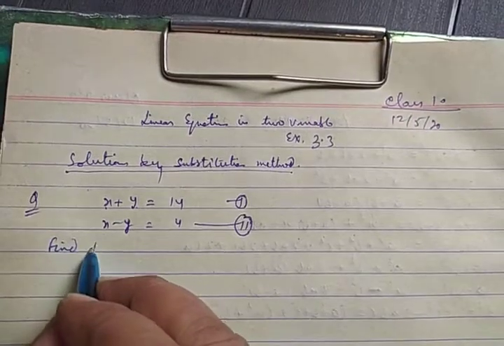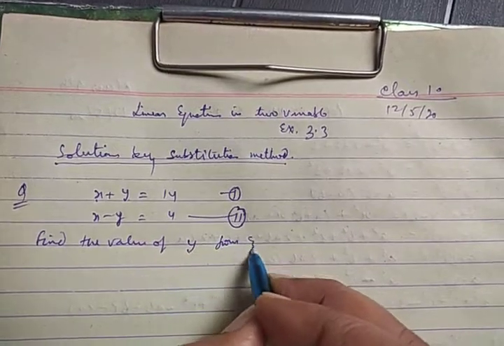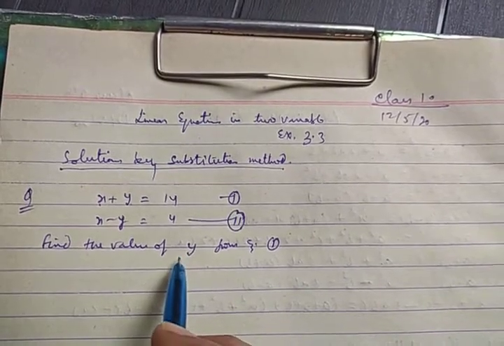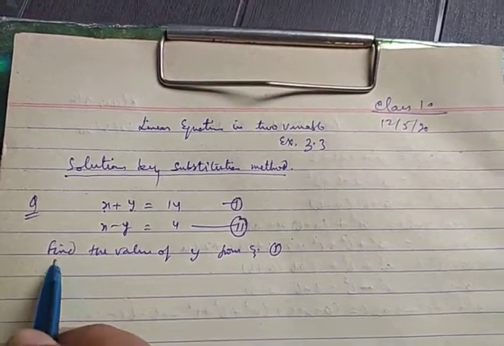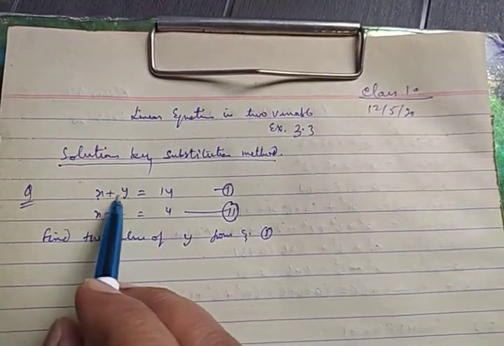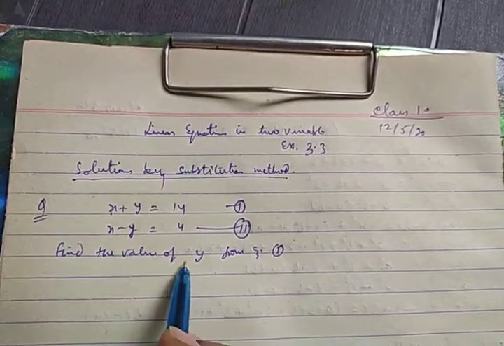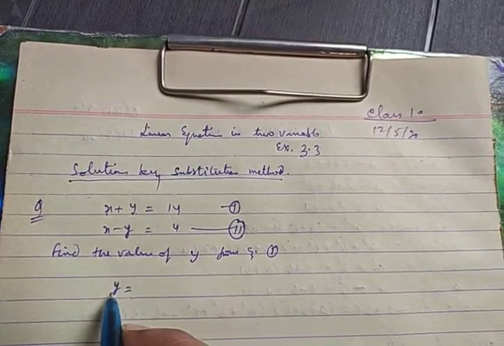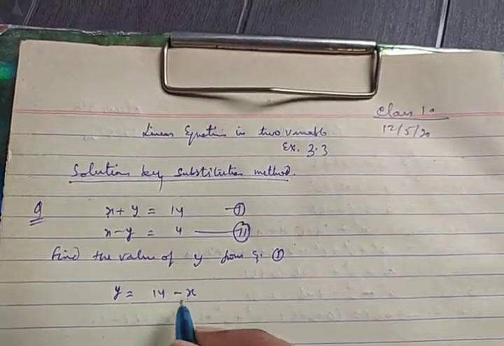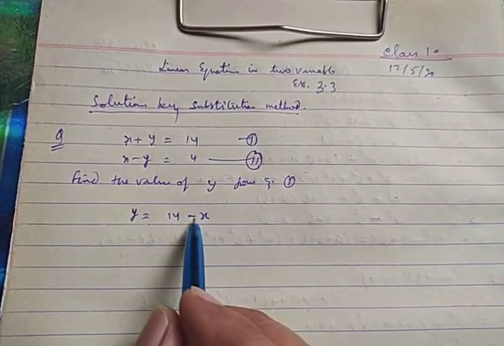Find the value of y from equation 1, or solve equation 1 for y. This step can also be written in your own language, but what matters is the process. Simply solve the equation for either of the variables, whether x or y. I am just solving it for y. Solving for y means you will isolate y on the left side, and whatever you shift goes to the right side. In this equation it will become 14 minus x. I have solved this equation for y in terms of x.